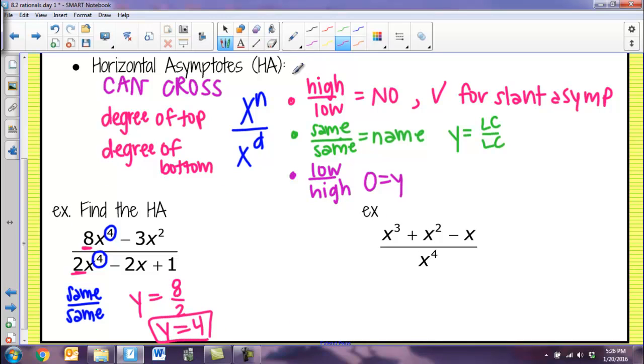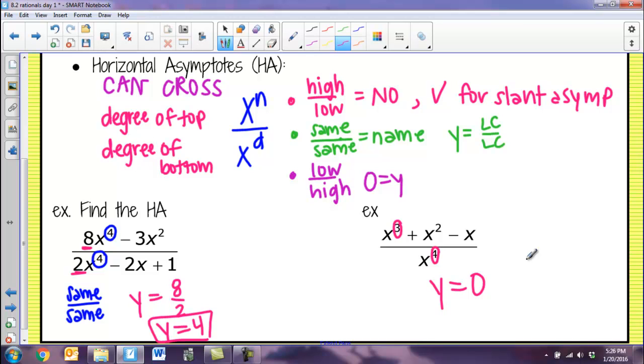Now if you have something that looks like this, again, I look for the degree of the top, that's 3. Then I look for the degree of the bottom, that's 4. So on this one, it's bottom heavy. I have a low over a high. So I would just say y equals 0. That's my horizontal asymptote. Again, high over low, no. Same over same, name. Low over high, 0 equals y. That's how I remember it. You might have learned BOBO BOTN last year. However you remember, that's great.